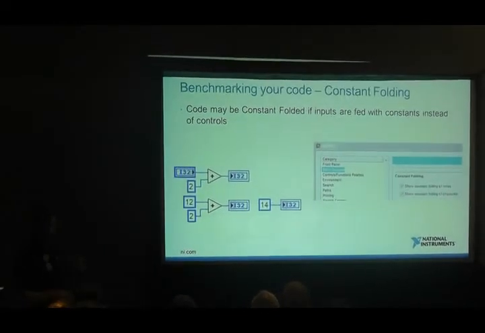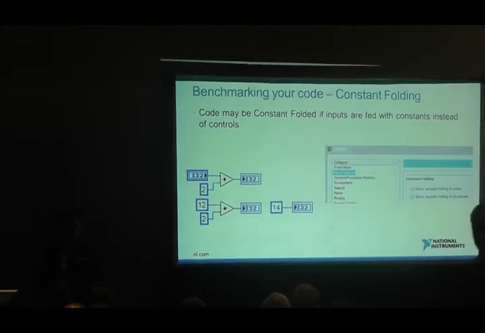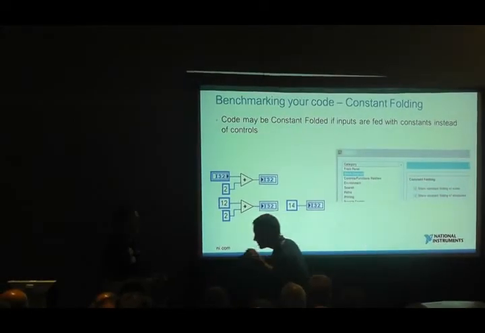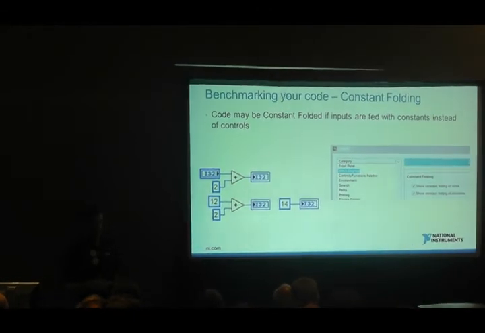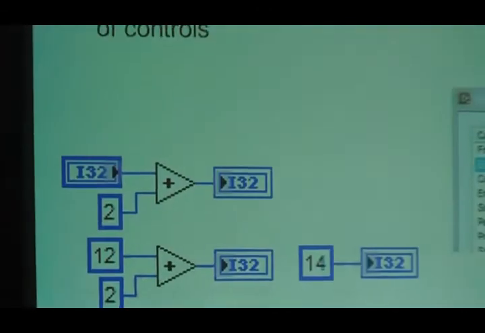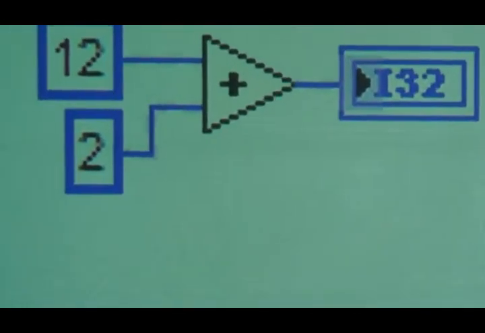A couple of things you need to watch out for when you're benchmarking your code. Constant folding. You probably all know what constant folding is. If you look at your code and you have these options turned on in the LabVIEW settings, show constant folding on wires, show constant folding on structures, you can get these little squiggly marks on the wires that show, well, I can figure out what this is at compile time and not actually have to run that add function.